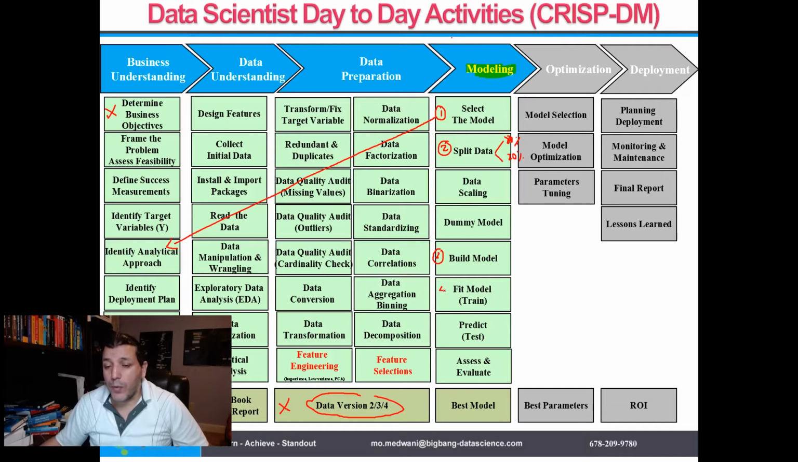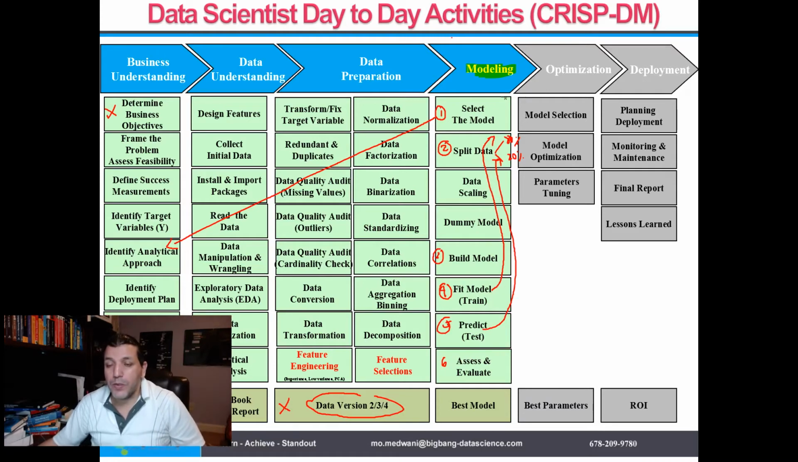Number four, we need to learn from 80%. Number five, we need to test what we learned on the 20%. And number six, we need to compare the prediction of the 20% to the actual 20%.